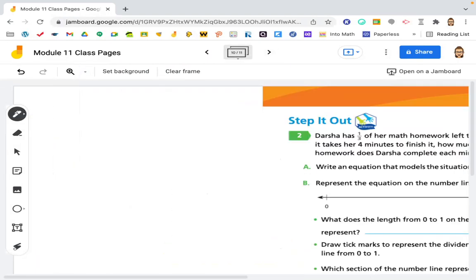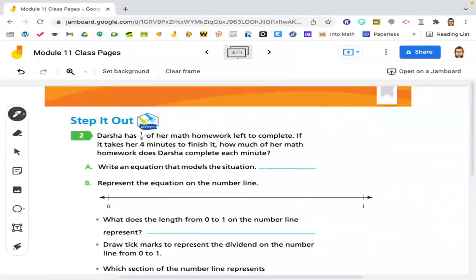Okay, so then it says Darsha has 1/3 of her math homework left to complete. If it takes her 4 minutes to finish it, how much of her math homework does Darsha complete each minute? Write an equation that models the situation. So she has 1/3 of it left, and she's dividing it into 4 minutes, so 1/3 divided by 4 equals how much she does each minute.